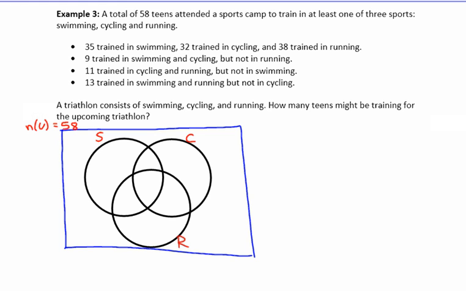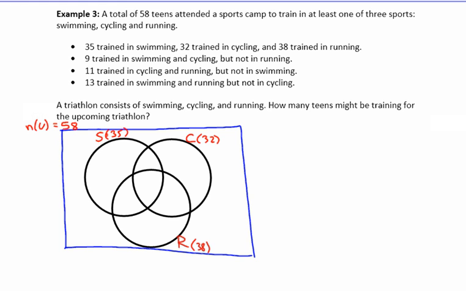Okay, so will there be anybody on the outside? No. 35 train in swimming, 32 train in cycling, and 38 trained in running. So we know the total in swimming is 35, the total in cycling was 32, and the total in running was 38. So we know, for example, all 4 of these for swimming would add to 35.